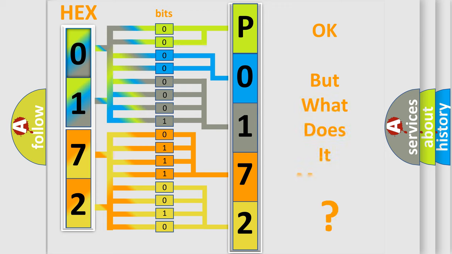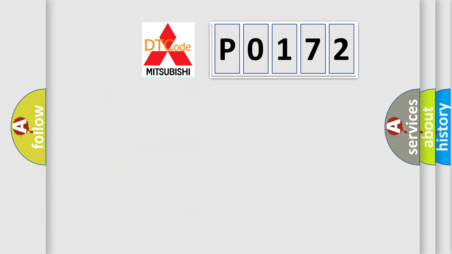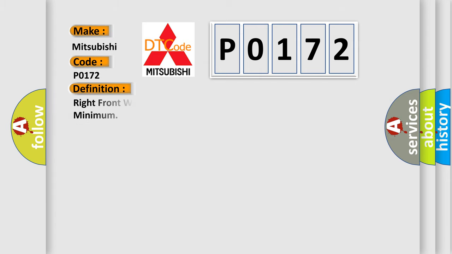The number itself does not make sense to us if we cannot assign information to what it actually expresses. So, what does the Diagnostic Trouble Code P0172 interpret specifically for Mitsubishi? The basic definition is: right front wheel speed sensor circuit signal amplitude less than minimum. And now this is a short description of this DTC code.